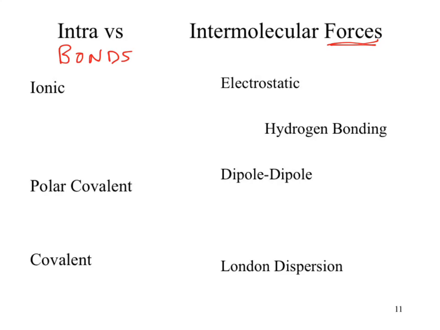All right? We talked about our definitions of our ionic, polar covalent, and our covalent. Those then translate into our forces. And if we had an ionic bond, that translates into an electrostatic force. Because our molecules are charged.